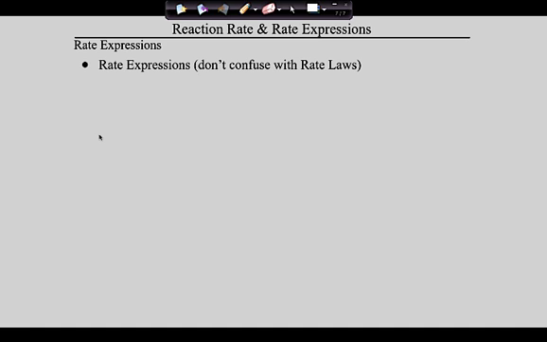No, that's what we're going to talk about. Yeah, no, we're going to answer that. Not for now, it's rhetorical. Rhetorical. So what are rate expressions?